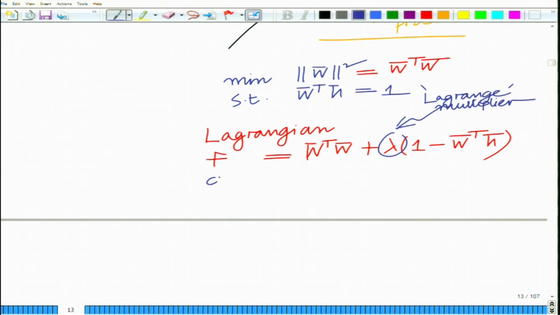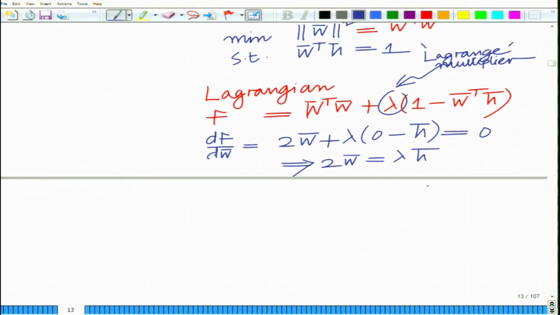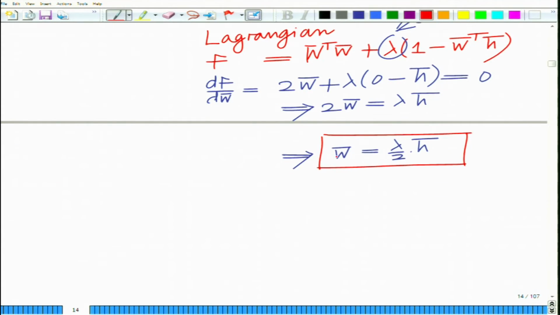Okay. So, now I am going to differentiate this with respect to w bar and set it equal to 0. And that gives us, differentiating w bar transpose w bar gives 2 w bar, plus lambda times the derivative of 1, which gives 0, minus the derivative of w bar transpose h bar, which is h bar. So, set it equal to 0. So, this implies 2 w bar equals lambda h bar, which implies w bar equals lambda over 2 times h bar. Okay. And this is the optimal beamformer.